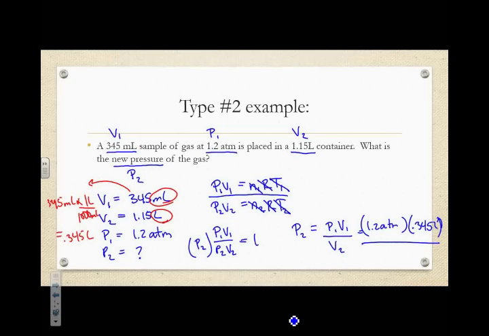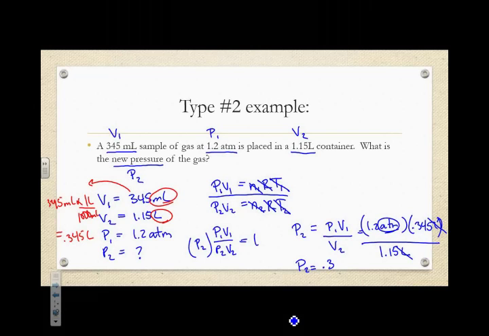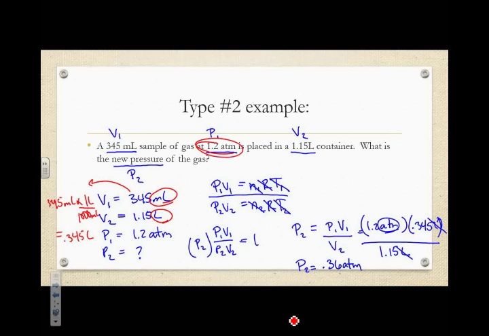And I'm going to divide by my second volume, which was 1.15 liters. And when I do that, my liters will cancel out, and I'll be left with atmospheres. And I will have 0.36 atm. Check my significant figures. I had 2 significant figures in my pressure, so I can have 2 significant figures in my answer.